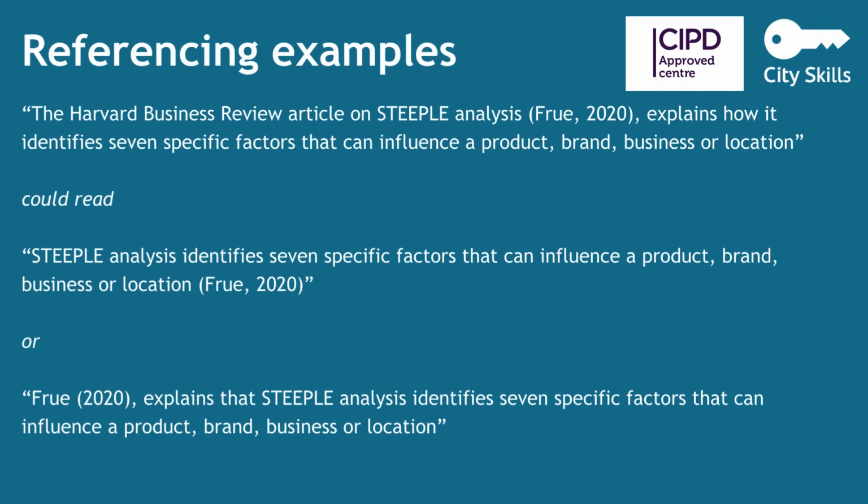Referencing examples. The Harvard Business Review article on steeple analysis, 2020, explains how it identifies 7 specific factors that can influence a product, brand, business, or location. Could read: steeple analysis identifies 7 specific factors that can influence a product, brand, business, or location, 2020. Or: 2020 explains that steeple analysis identifies 7 specific factors that can influence a product, brand, business, or location.